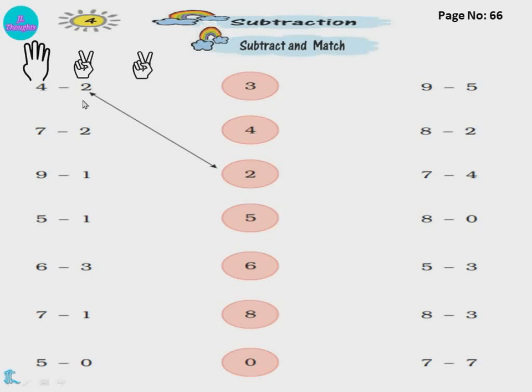Okay children, then you will match. For where is 2? You will match it to that. Otherwise, one more method what you will do is 4. 4 means you will draw 4 lines. 1, 2, 3, 4 lines. Then minus 2, that is take away 2. 2 lines will cut it out. Then left out is 2. Understood children? Now the next one.